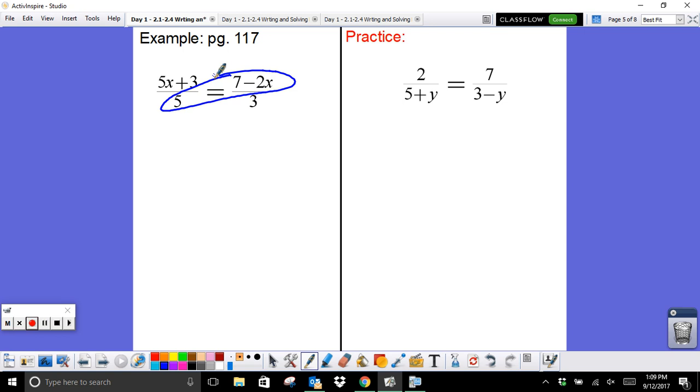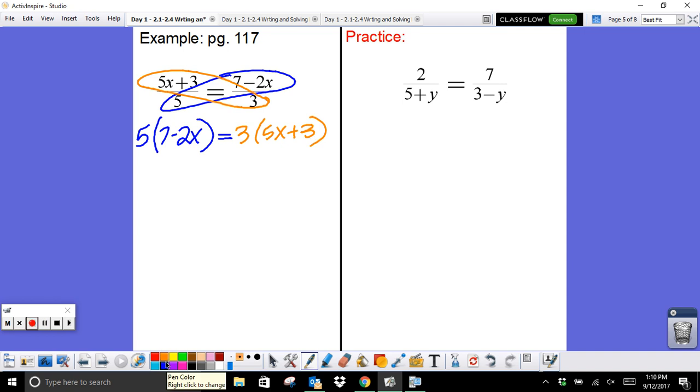Please do not try to multiply this in your head. If you try to multiply in your head, what ends up happening is we distribute to the first number correctly, but we do the second number incorrectly. Okay, so write it out as 5 times 7 minus 2x. We'll come back and work that out here in a second. And then now I need to write out my other cross. So I have 3 times 5x plus 3. Okay, and then now we can work this out.